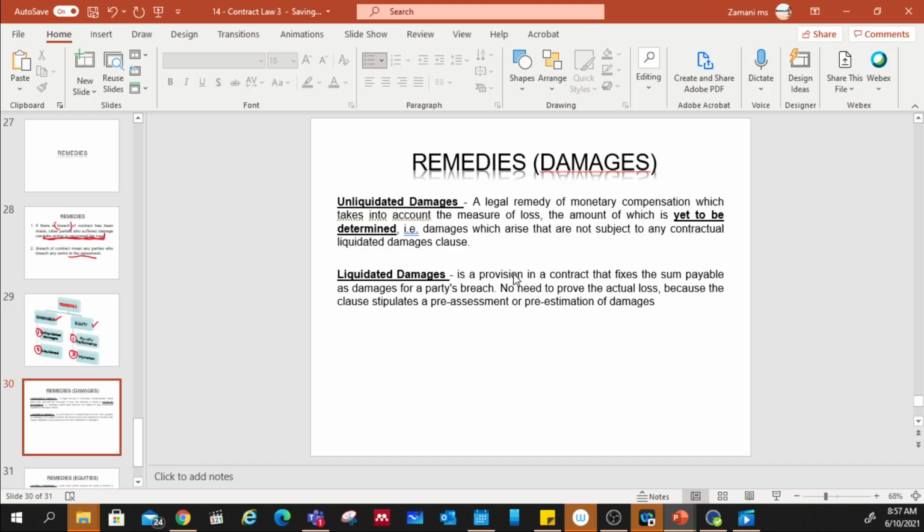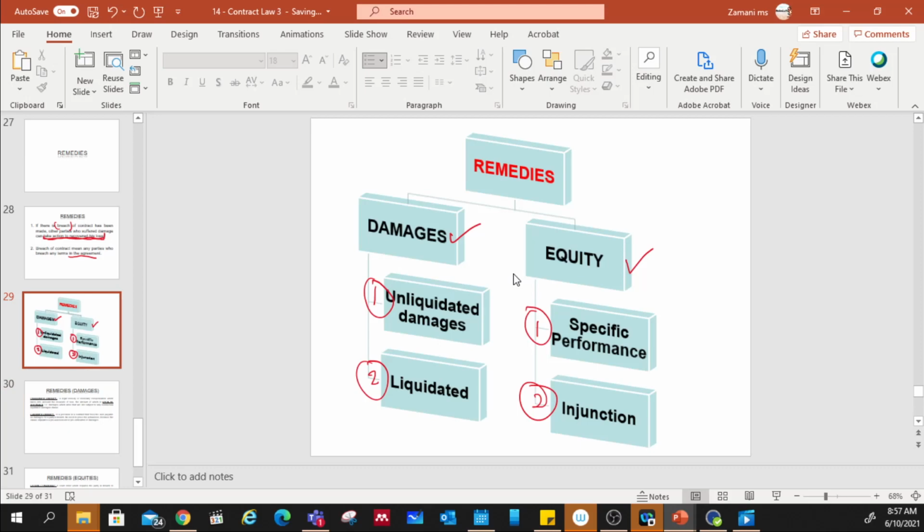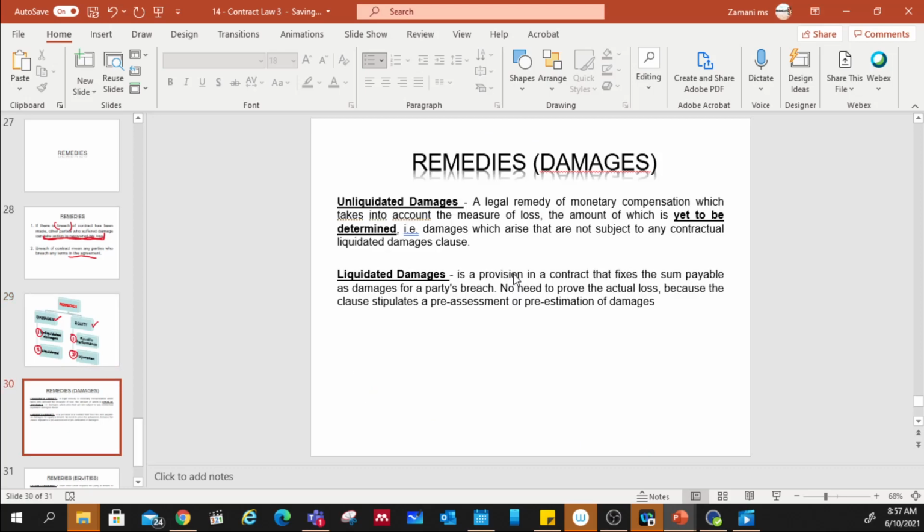The first one is unliquidated damages. What does it mean? Unliquidated damages is a legal remedy of monetary compensation. It is money which takes into account the measure of loss, the amount of which is yet to be determined. This is a keyword: unliquidated damages is yet to be determined. These are damages which arise and are not subject to any contractual liquidated damages clause.